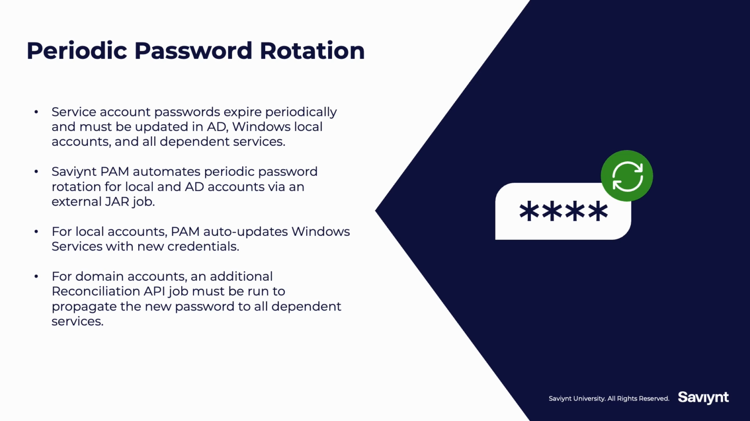For domain accounts, password rotation is handled centrally, but dependent services such as IIS application pools, Windows services, and task scheduler jobs still need to be updated. To handle this, Saviynt provides a password reconciliation API, a microservice-based job that will propagate the new AD password to all dependent services, including IIS application pools.